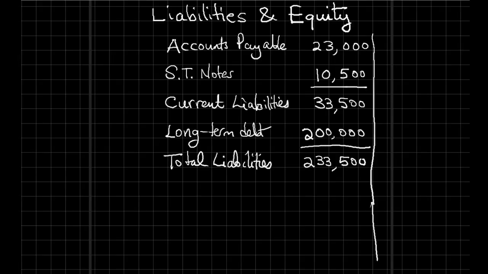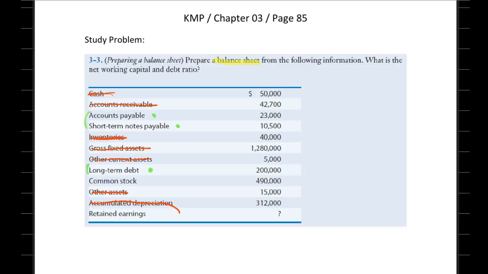Let's go back to the givens, and so we still need to figure out the equity portion. So the equity items look like they are only common stock and retained earnings, and I don't see any other liability item here. However, even though we know the common stock total, we are not aware of retained earnings. So where can we find that number?